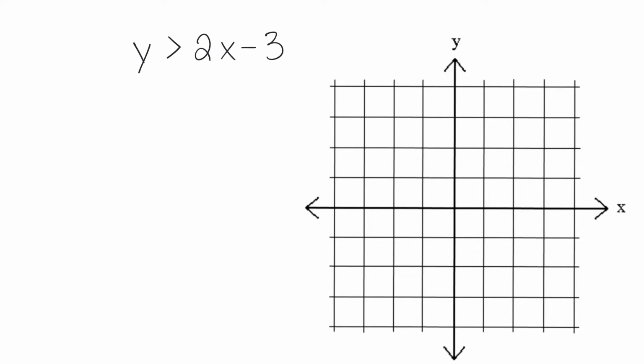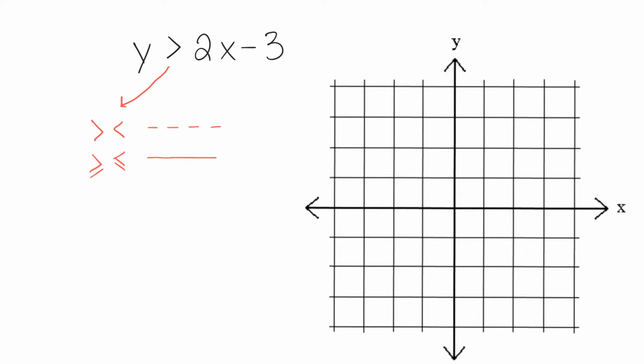Now, here's what we know. We know that this is an inequality sign, and when we have a greater than or less than sign, that's going to create a dashed line on our graph. And if we have greater than or equal to or less than or equal to, that's going to create a solid line. So we're going to start off by graphing this as per usual.